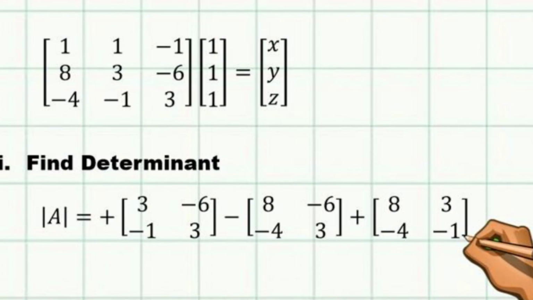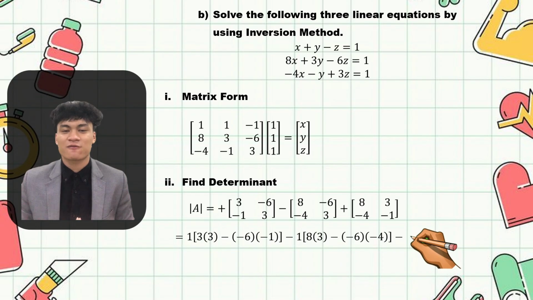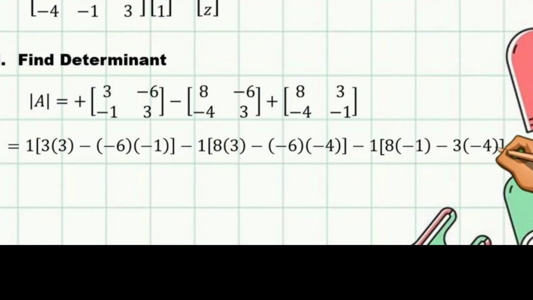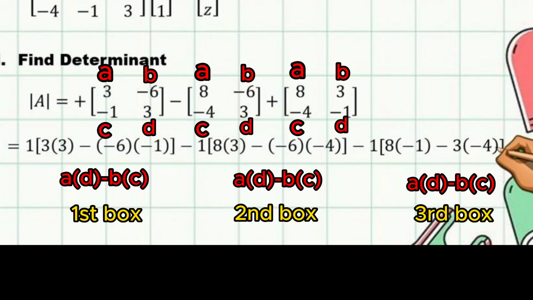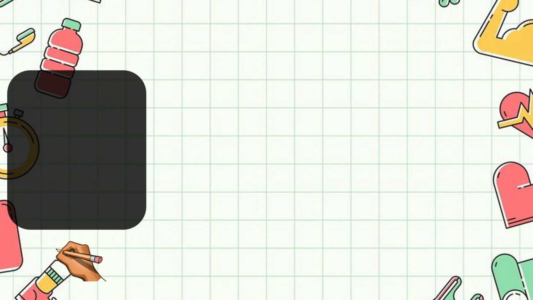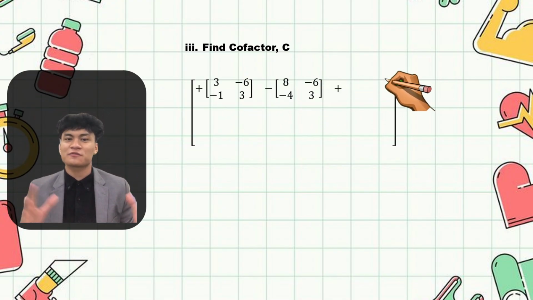And here is the calculation of the final answer. This is how we get the number for each box. To find the answer for each box, we need to use the formula A times D minus B times C. After finding the determinant, now we have to find the cofactor.